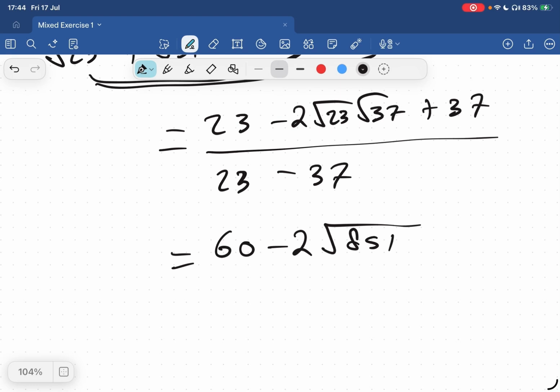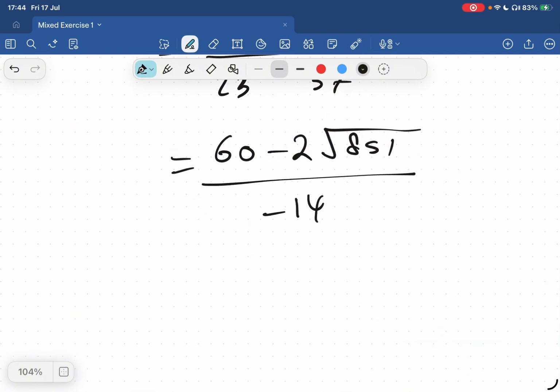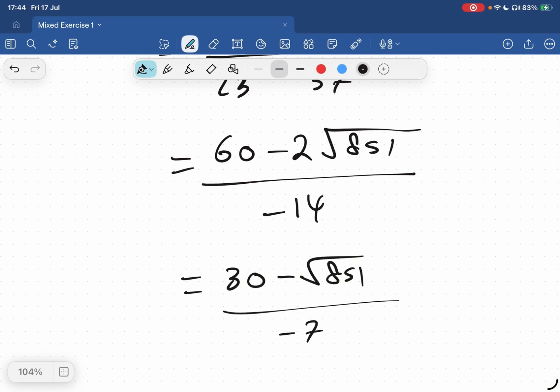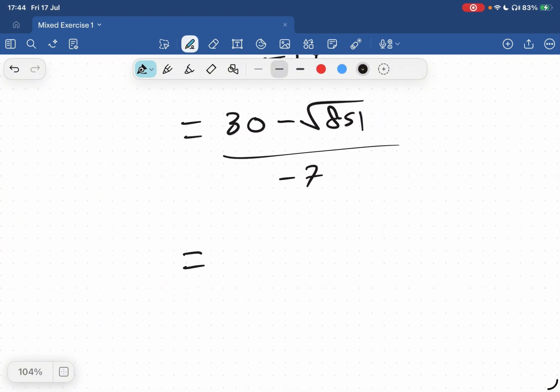Had that in the calculator from before. Now 23 take away 37 and we get negative 14. Now we can simplify by dividing top and bottom by 2. And now let's get rid of that negative in the denominator, which leaves us with root 851 take away 30 over 7.